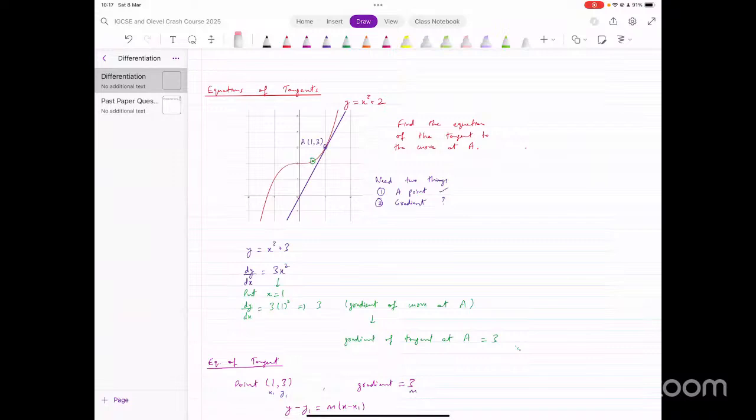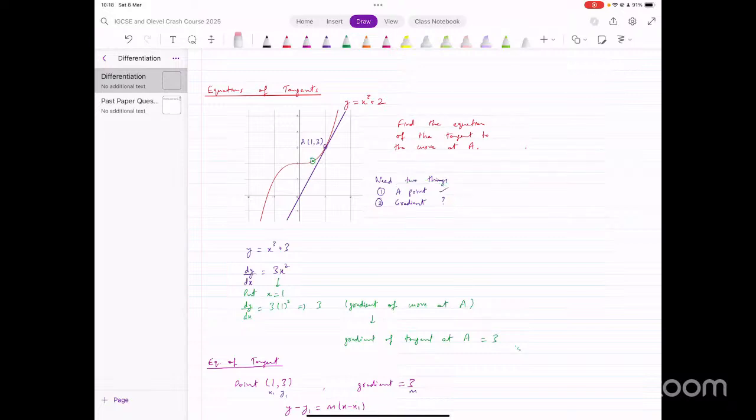The gradient of a tangent at any particular point is the same as the gradient of the curve at that point. Let me repeat. Gradient of a tangent at any particular point is the same as the gradient of the curve at that point. So if you want to find the equation of a tangent at any particular point, tangent is a straight line. For any straight line, we need two things to be able to write down the equation. One is a point and the other is the gradient.